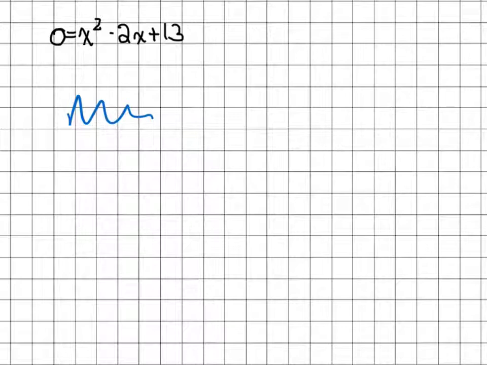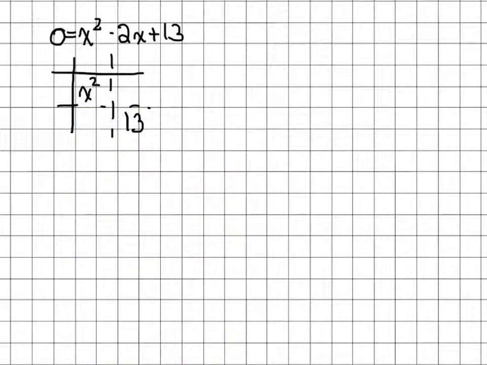And what we're first going to do is we're going to see if we can factor this. And so when I make my chart, again, I know what x squared goes there, and 13 goes here. The two terms that fill in these two boxes have to add to -2, and they also have to multiply to 13, because 1 times 13 is 13. So we're going to check to see if they multiply to 13 and add to -2.